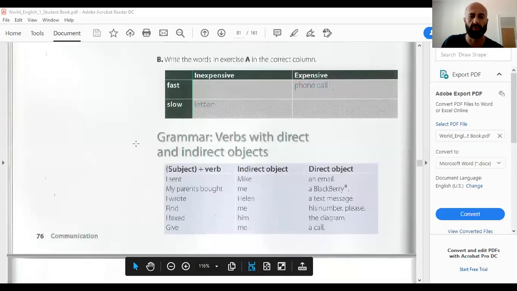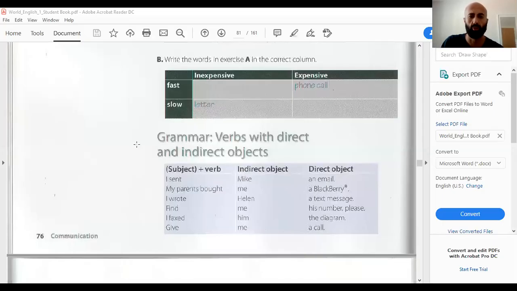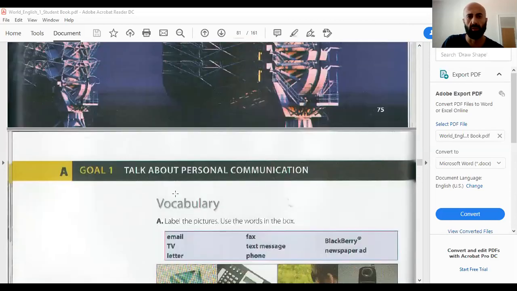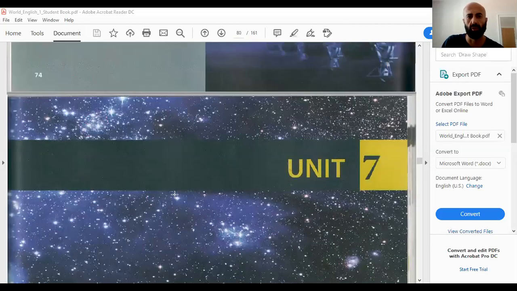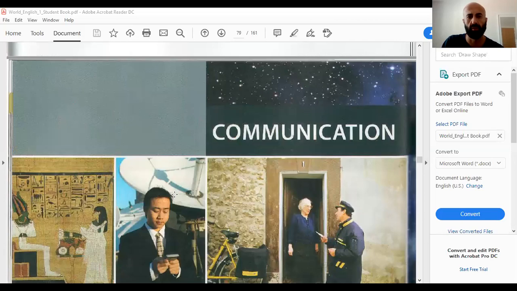Our topic today in Unit 7 will be two grammar topics again. One of them is grammar verbs, direct and indirect objects. I think there is no other, and the unit's title is communication.